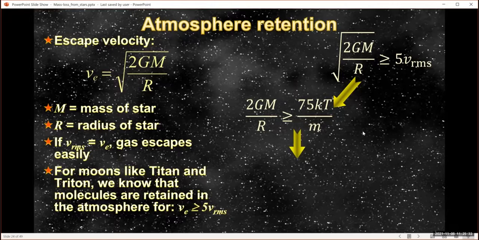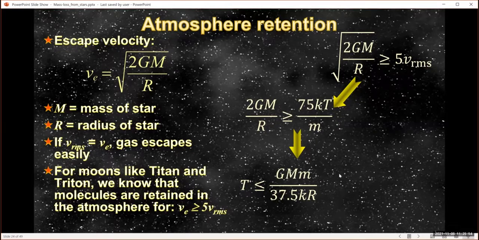And I can rearrange that. And this now gives me the temperature. And it says, for a planet or star or moon of mass M and radius r, for it to hold on to atoms or molecules of mass little m, it has to have a temperature below this number.